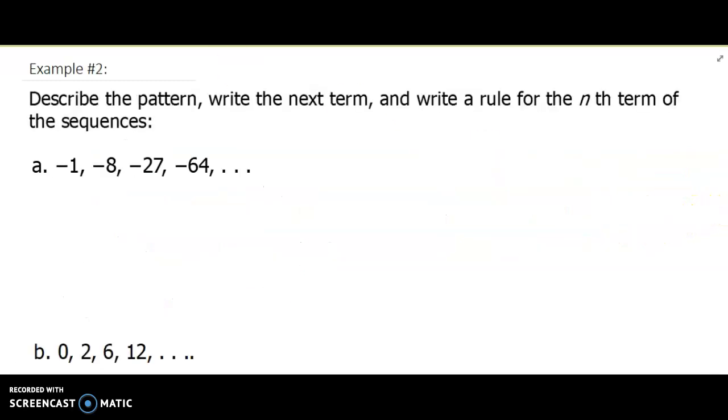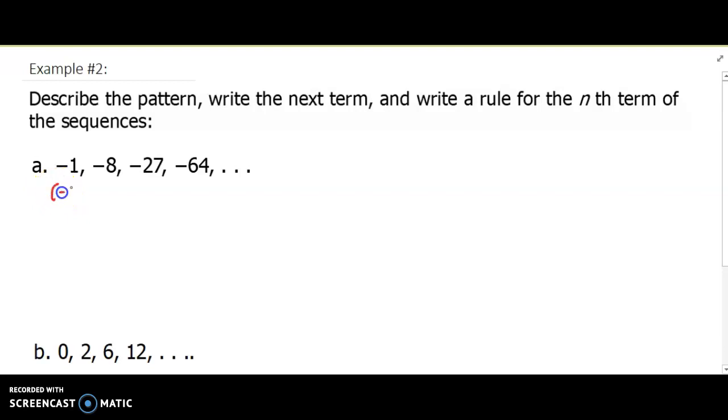All right, so let's look at example 2. It says describe the pattern, write the next term, and then write a rule for the nth term of the sequence. This is where we have to really rely on our number sense. Negative 1, negative 8, negative 27, negative 64. Some of these are pretty thought-provoking, so if it takes you a little bit, don't be alarmed, okay?